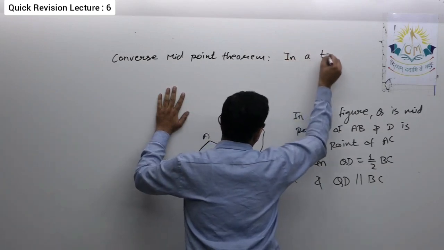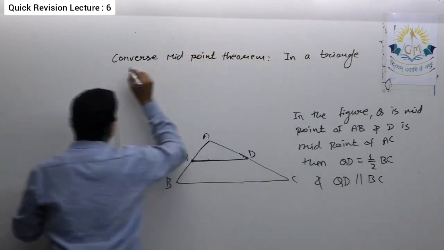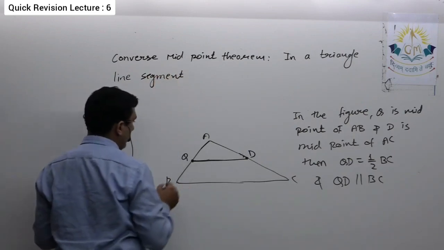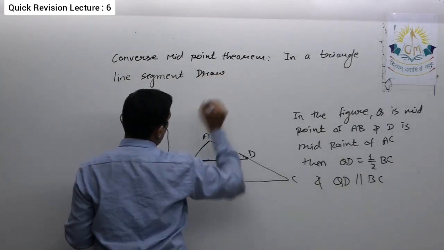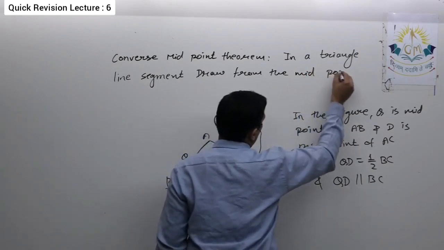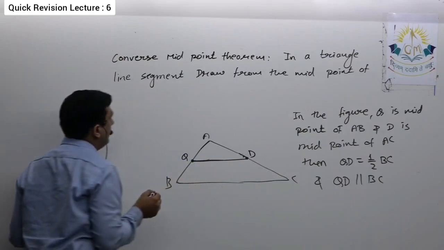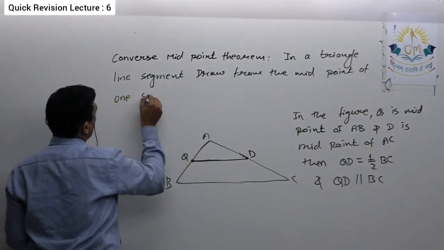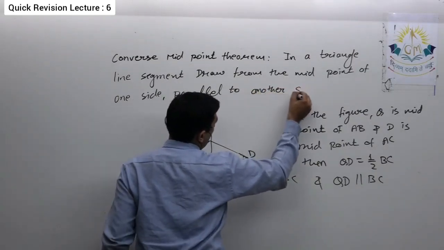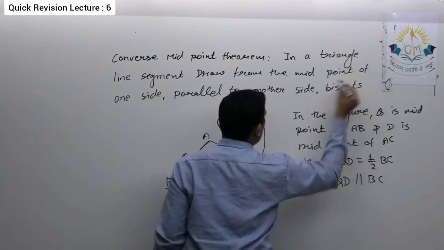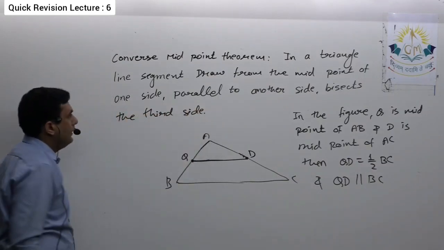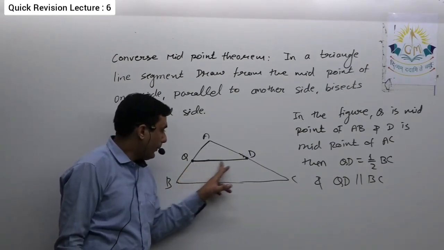Converse of the midpoint theorem: in a triangle, a line segment drawn from the midpoint of one side parallel to another side bisects the third side, or the remaining side.